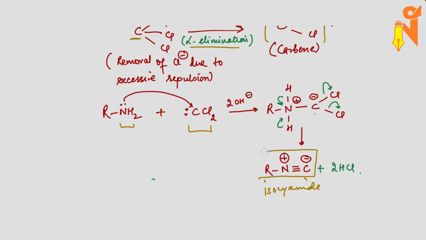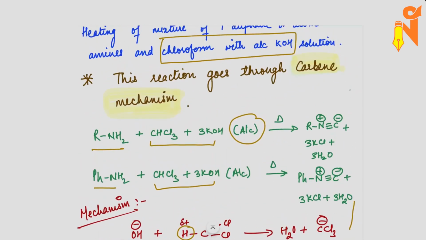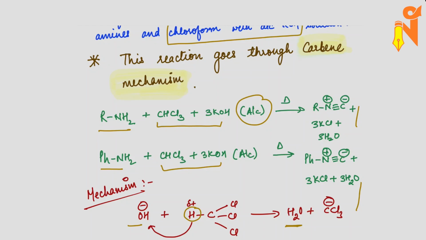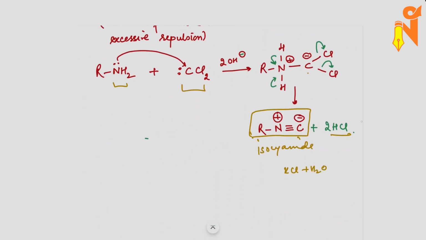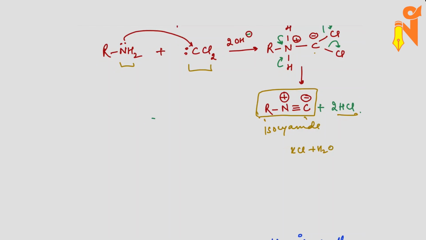Okay, so this is how the reaction will take place. You will get the respective isocyanide, which is a very, very foul smelling compound, and this 2HCl will ultimately react with KOH because OH minus is still there in the system, ultimately forming KCl and H2O. That is why in the reaction, when I wrote in the beginning KCl and H2O, this KCl and H2O is forming later on. Once the HCl is formed, it will react with the KOH still present in the system, and ultimately will form KCl and H2O.